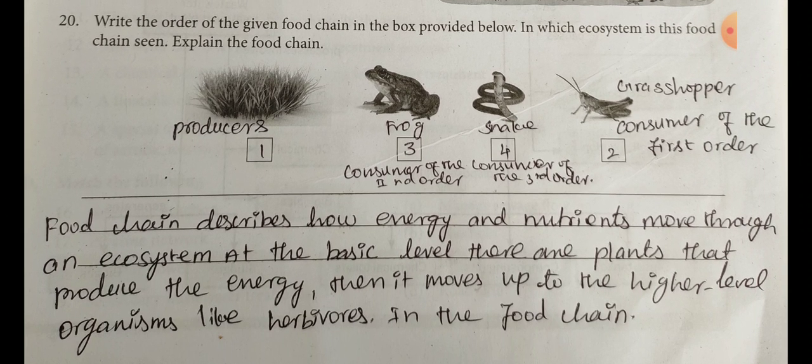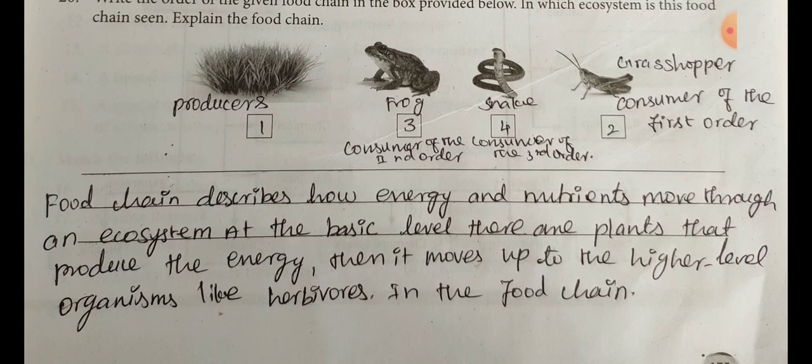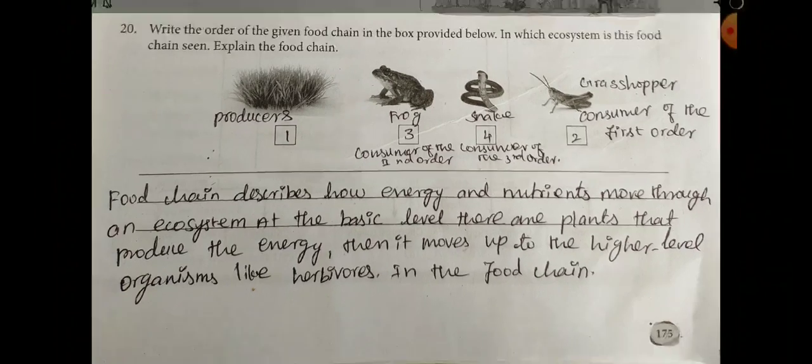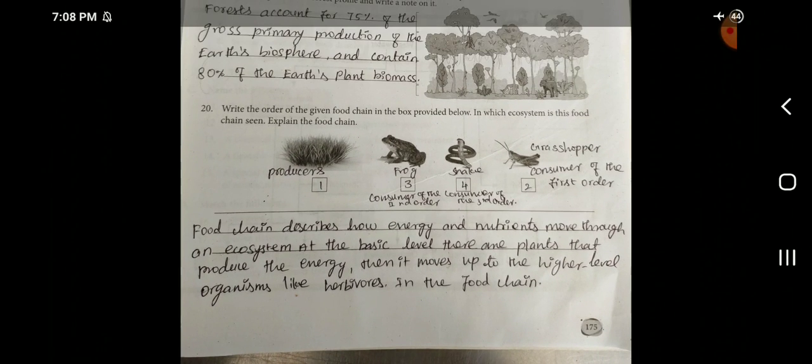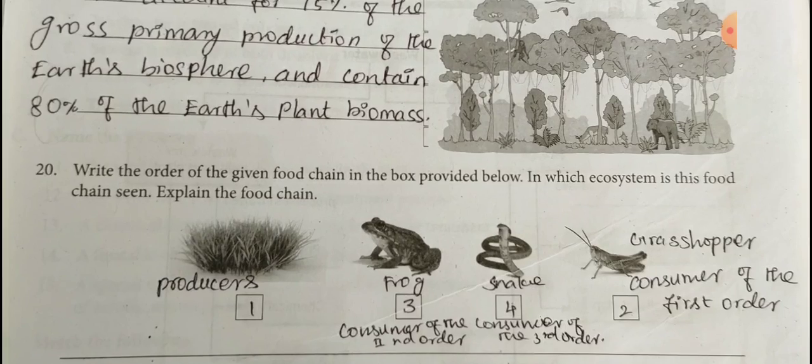Okay. Next, the food chain describes how energy and nutrients move through an ecosystem at the basic level. There are plants that produce the energy, then it moves up to the higher level organisms like herbivores in the food chain. Okay, herbivores in the food chain.